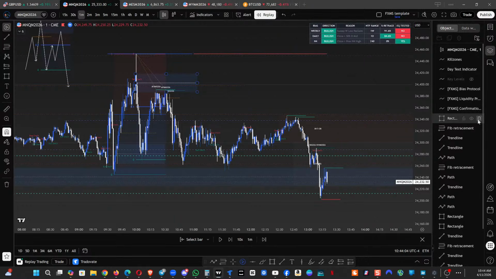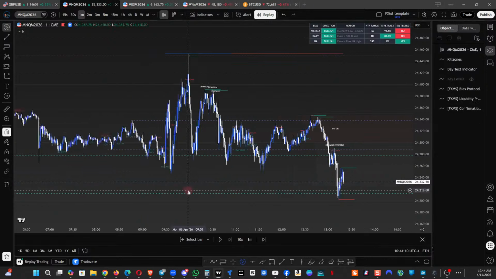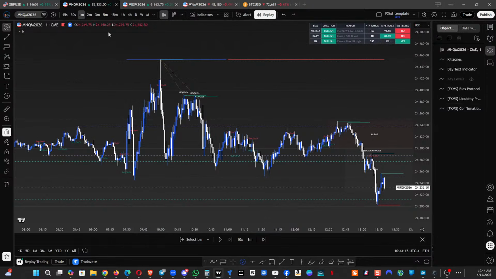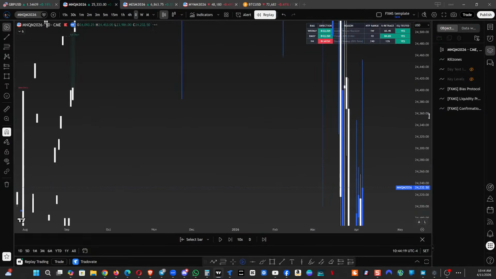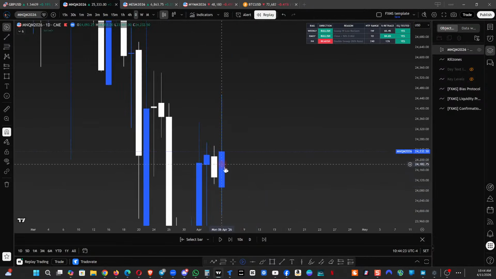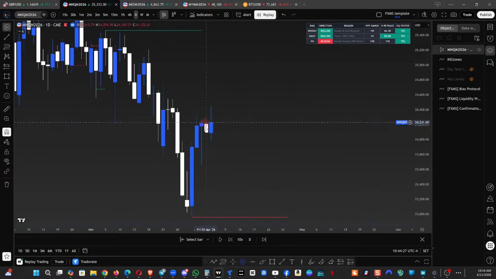Okay, let's clean this up. Let's go into the next day here. Let's go to the daily and see how we ended up the day on Monday. So here's how Monday ended up. You can see that we have a pretty big bullish candle, but we swept out both sides of the range.